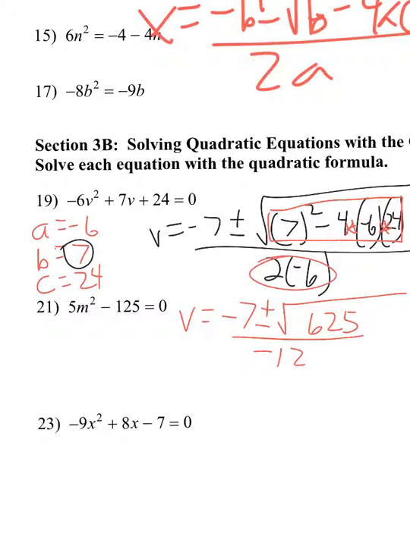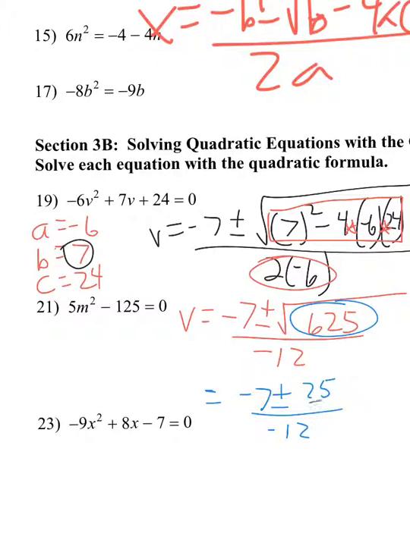Now 625, first thing is that it is a perfect square. It's got a perfect square root. If it does not, you need to simplify the square root and put that in simplified radical form. So this one, the square root of 625 is 25. So it becomes -7 plus or minus 25 over -12.